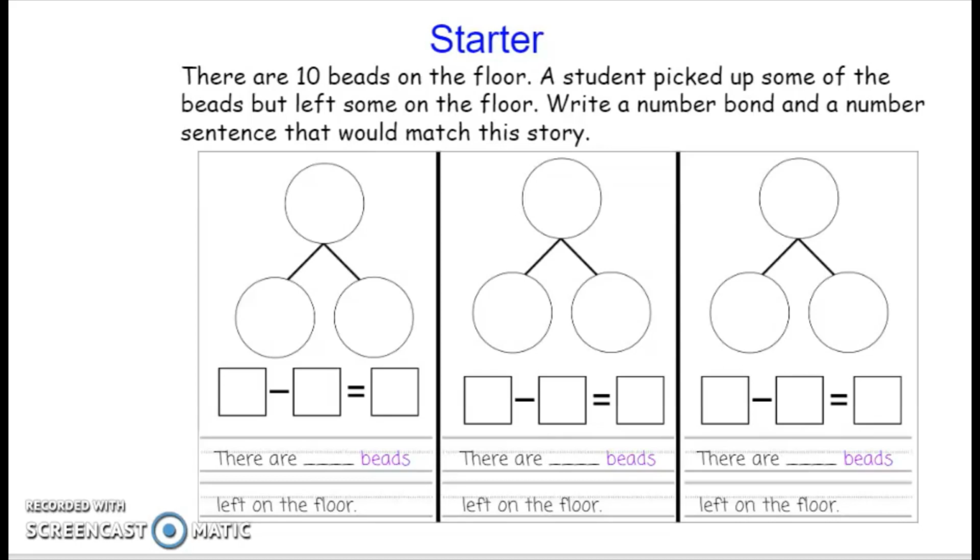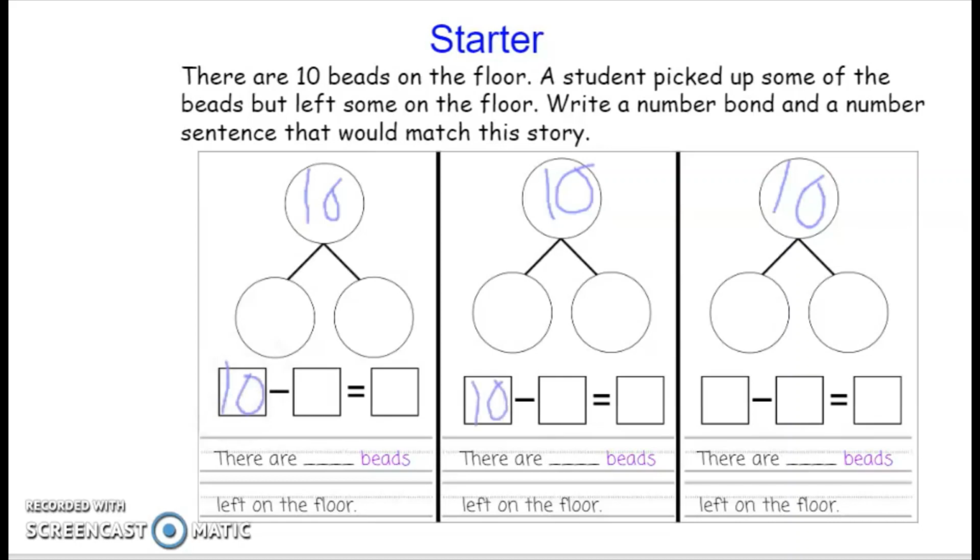Now let's go ahead and fill in our number bond for the one number that we do know, which is 10, and 10 represents our whole or our total. And this might not be all the ways to make 10 because there are many ways to make 10, but we are going to choose our top 3. We are also going to fill in our number sentences with the number that we do know, which is that they all start out with 10 because there were 10 beads on the floor. So let's go ahead and do that.